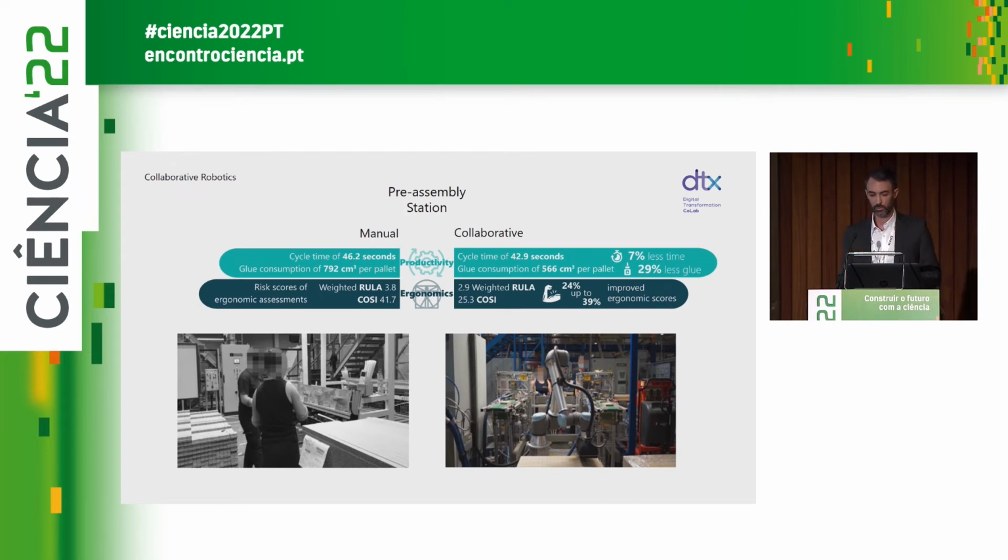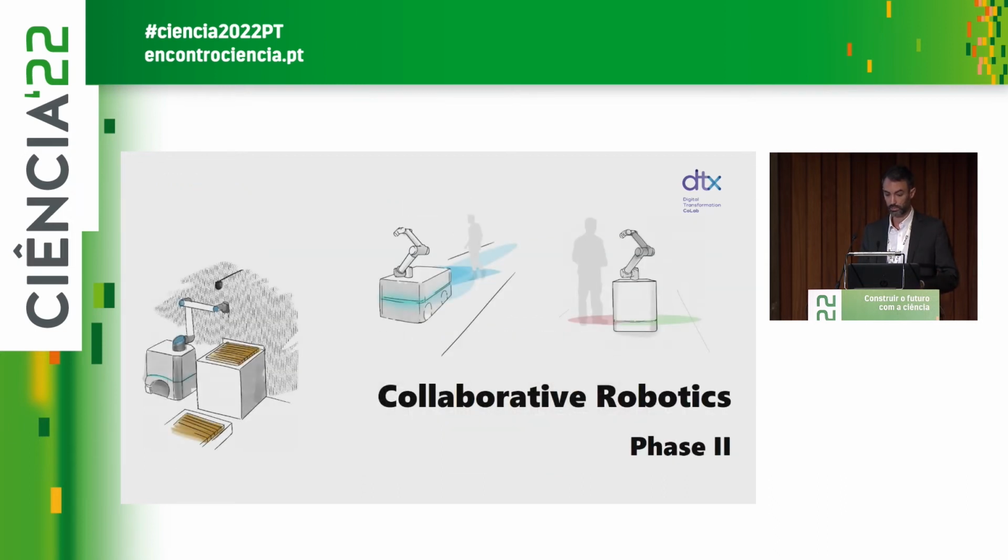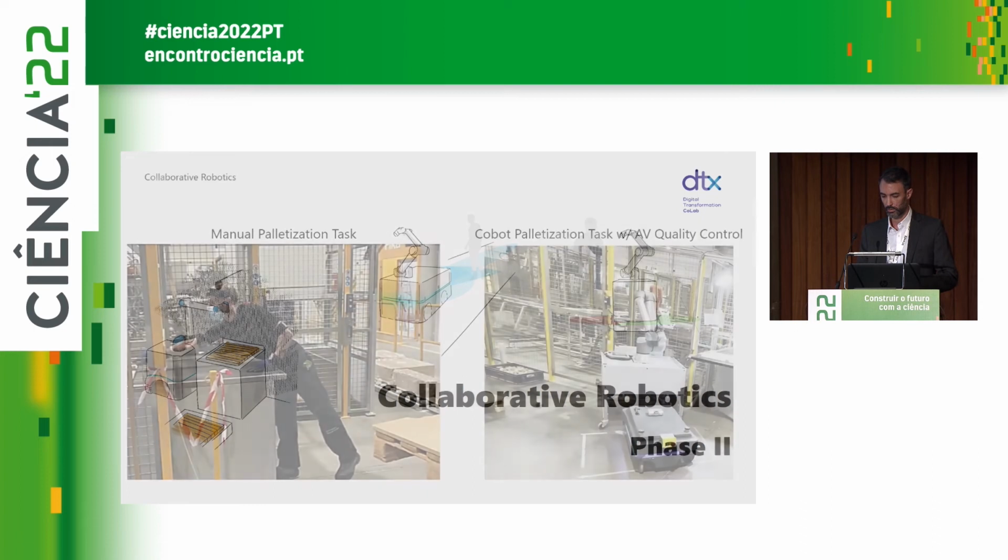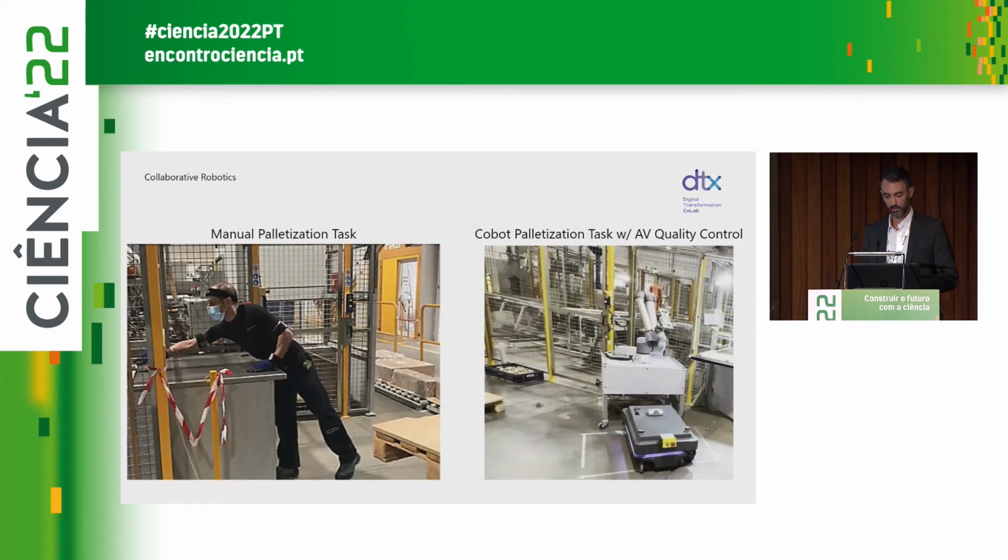Stage one was really important because it allowed IKEA to understand what collaborative robotics could do. It allowed them to understand what DTX could do as a partner, and that led us to the second stage of the project. The second stage was more interesting, I dare say, and it also aimed at delivering a solution to a problem of ergonomics and repetitive tasks. But it does this with a higher level of technological integration.